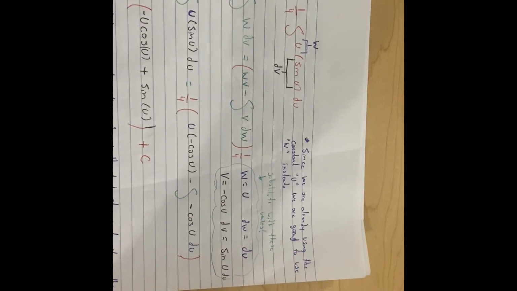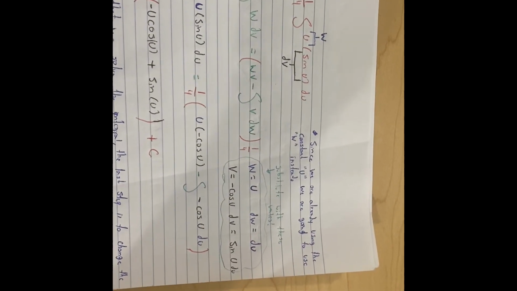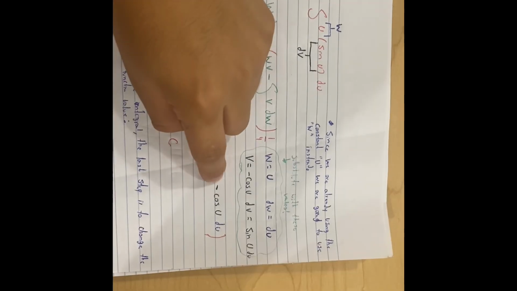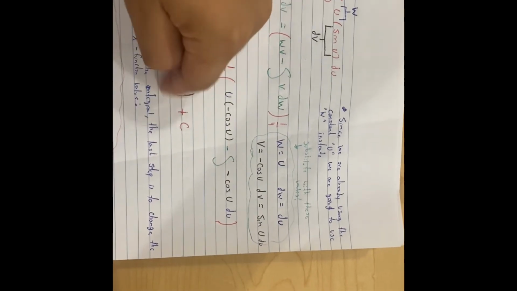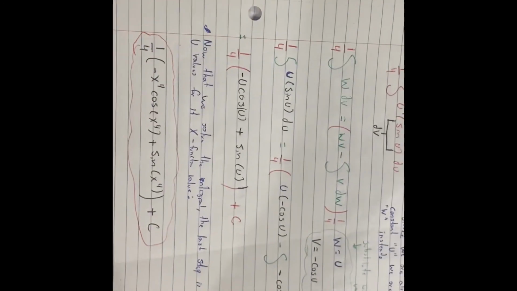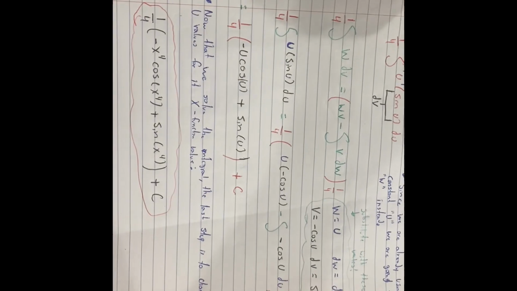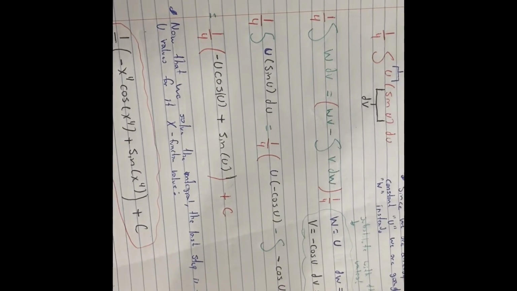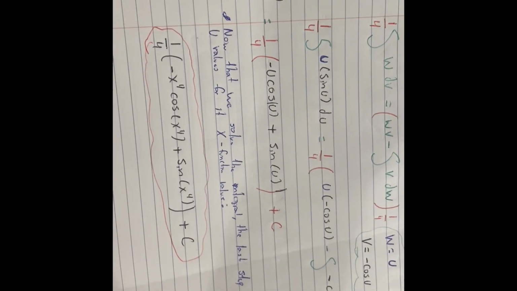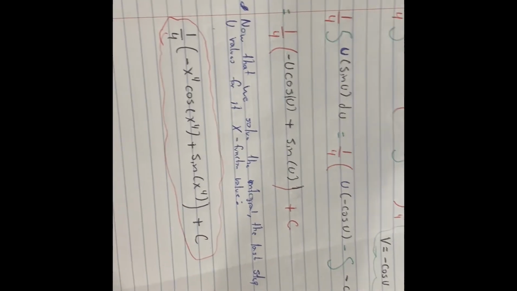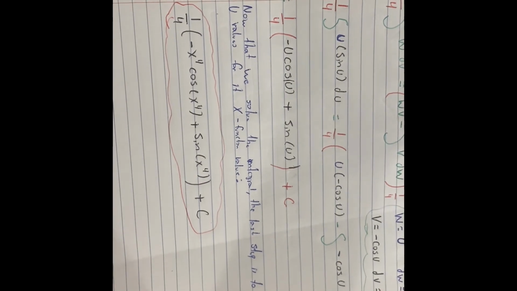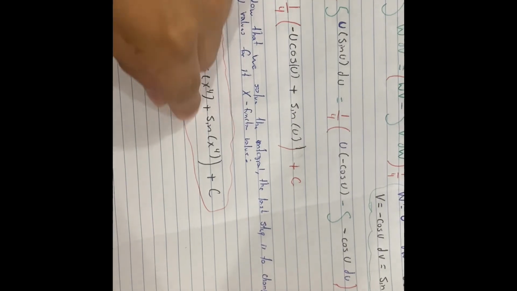So when we integrate this, du cancels, and we obtain negative sine of u. And here's the negative sign, so it's going to be a positive sign. So the function already integrated in terms of u is going to look like this. So now we can solve the integral. The last step is to change the u values for the x function values, which was x to the 4th. So we just change our u for x to the 4th, and this is the result.